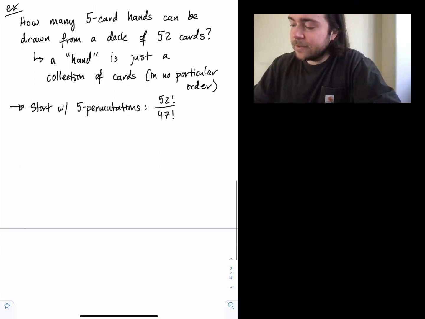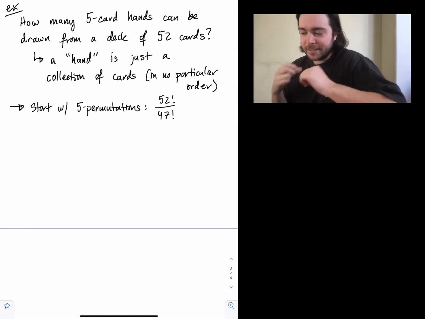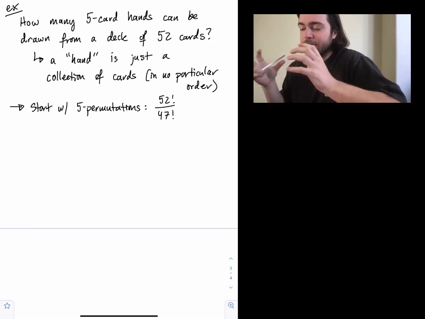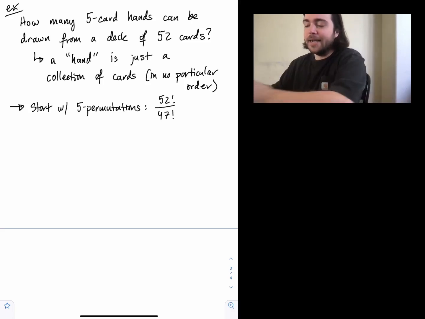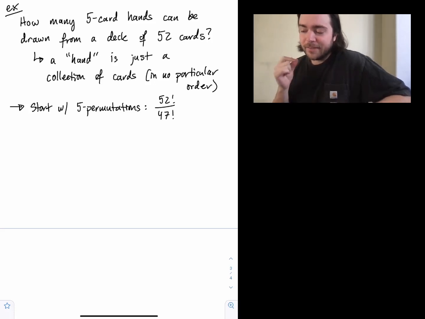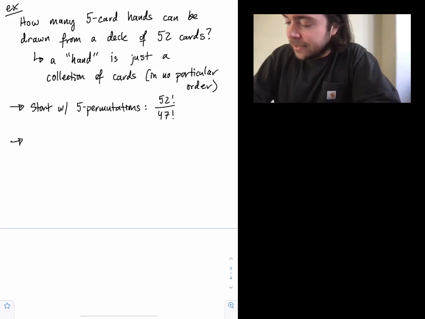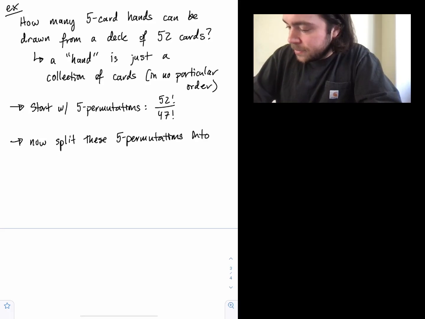But in this example, all we care about is which cards you have. We don't care about the order. So what we're going to do is take these 5-permutations and group them. We're going to put them all out on the table. There's lots of them. And then we're going to arrange them into piles, into groups, corresponding to which cards appear in that 5-permutation. So let me write that down. Now let's split these 5-permutations into groups based on which cards appear.